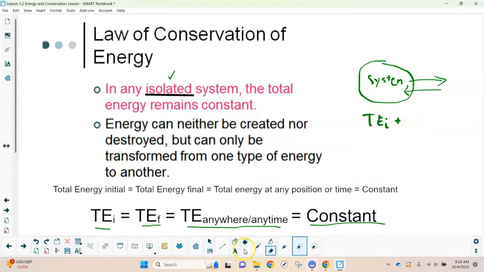And we'll practice some of these ideas. So plus the work, whatever that work is, it could be positive or negative or zero. If you don't have any change, then that means the total energy initial equals the total energy final. This formula just has to work out.